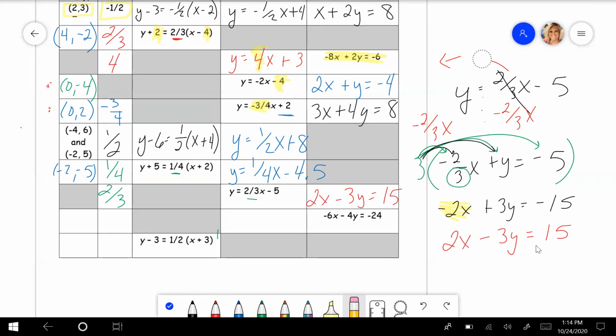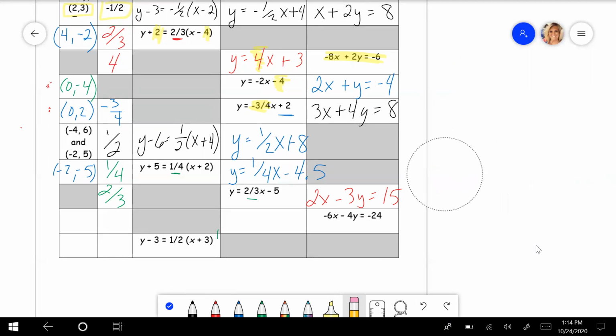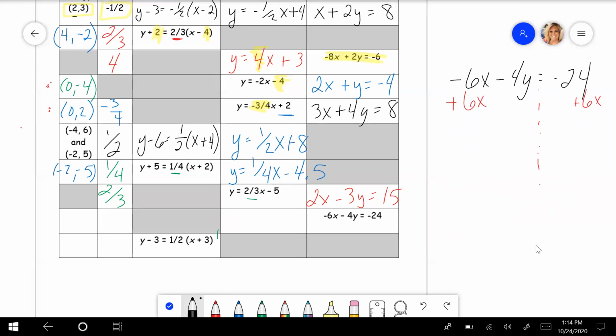All right. Let me erase this. The next one you should have done, and again, if you haven't gotten this one done, pause it and try it as we're trying to move along, and maybe you understand better as we move along. I need to put this into slope-intercept. That means I need to get y by itself. So the first thing you should have done was add 6x to each side. I get -4y equals 6x minus 24. Then I will divide by -4 to each side to get y by itself.